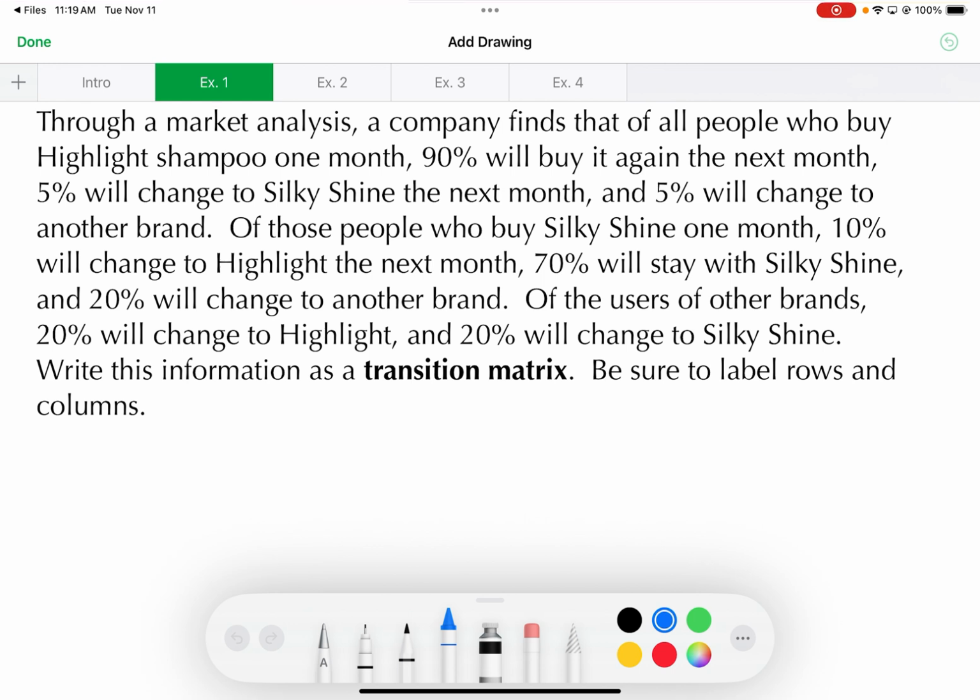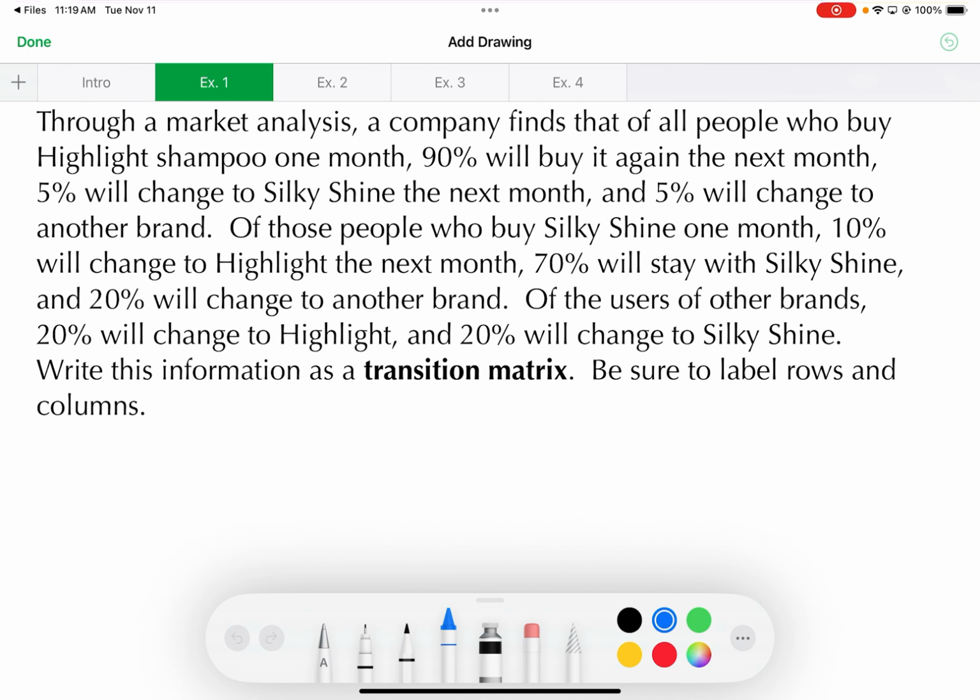Read it with me. Through a market analysis, a company finds that of all people who buy Highlight shampoo 1 month, 90% will buy it again the next month, 5% will change to Silky Shine the next month, and then 5% will change to another brand. So notice right there in that description, you got 90%, 5%, 5% together.